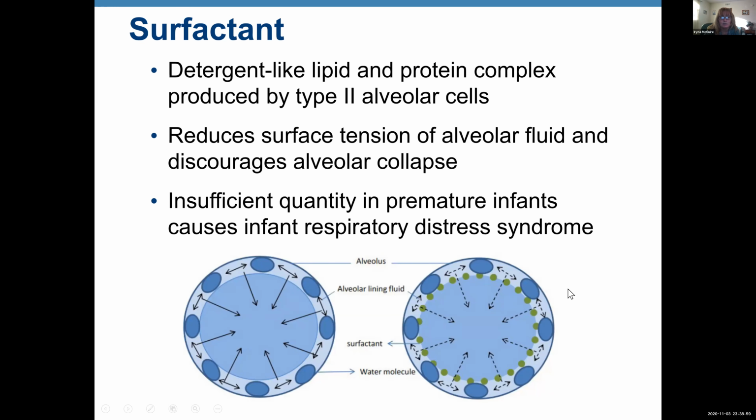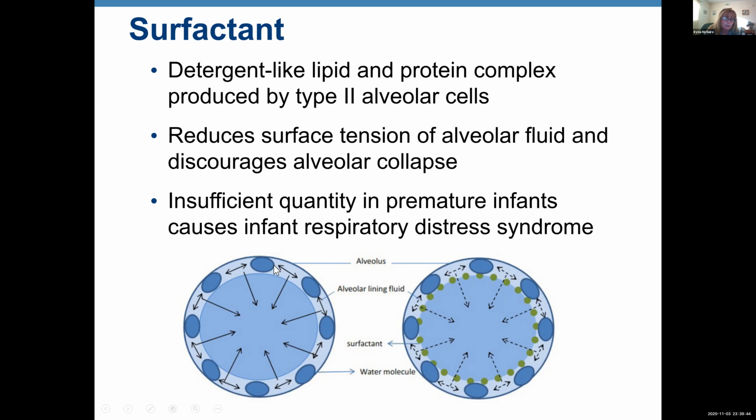Now, how does your body deal with it? Well, fortunately, your alveoli have special cells called type 2 alveolar cells, and they secrete a detergent-like lipid and protein complex, right? That is called surfactant. So alveolar type 1 cells make the walls of alveoli, and alveolar type 2 cells secrete this surfactant. And this surfactant reduces surface tension, right?